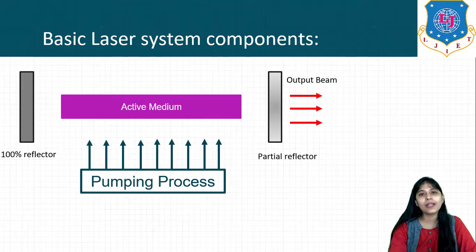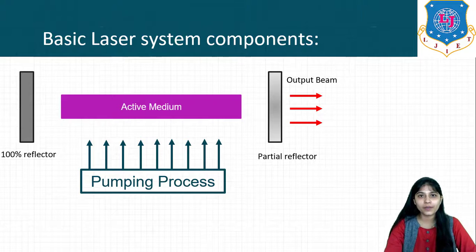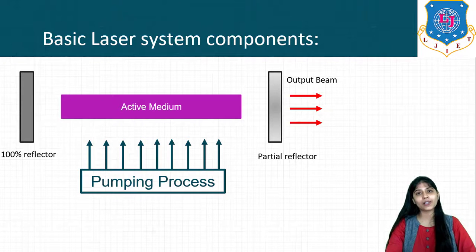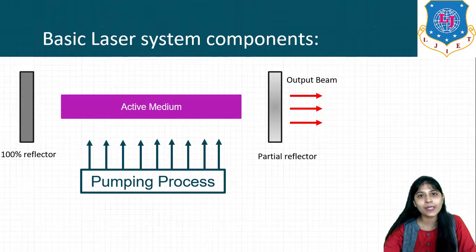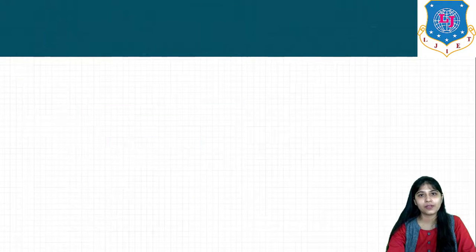In this way the output beam is produced from the partial reflector, because in the case of the 100% reflector, light will not be able to penetrate it. The highly amplified laser beam can penetrate the partial reflector, and in this way laser is produced using three basic components: active medium, pumping source and optical resonator.